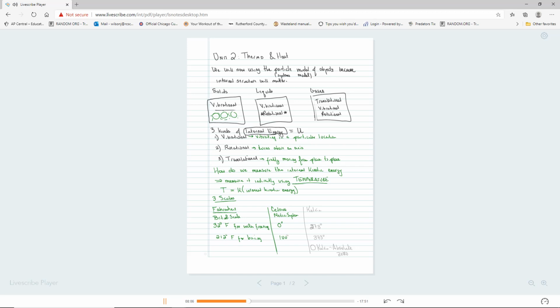But the one we're going to use a lot, we'll use Celsius a lot, but we will also use the Kelvin scale. And in Kelvin, water freezes at 273 and boils at 373. And it has this cool one, 0 Kelvin is called absolute 0.